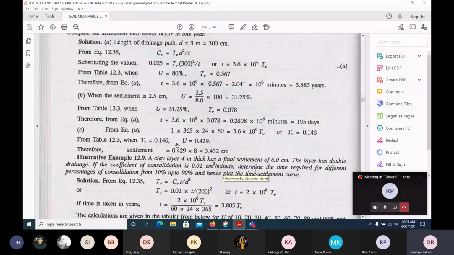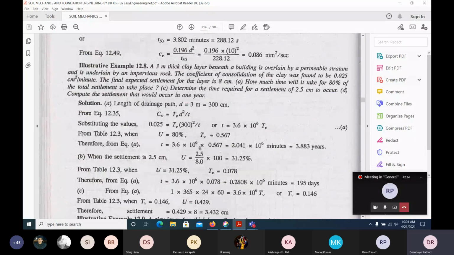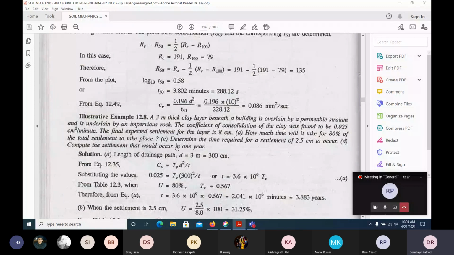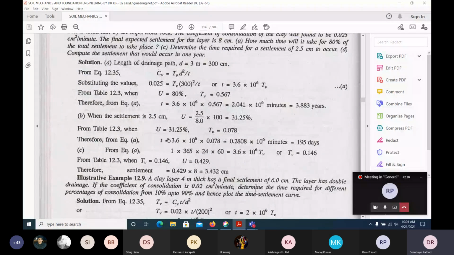Therefore, the settlement would be 3.432. That is for what? Compute the settlement that would occur in 1 year. From this equation we know, right? Here for T we are substituting the 1 year. Understanding? T is already given, and from that you have to find the settlement.